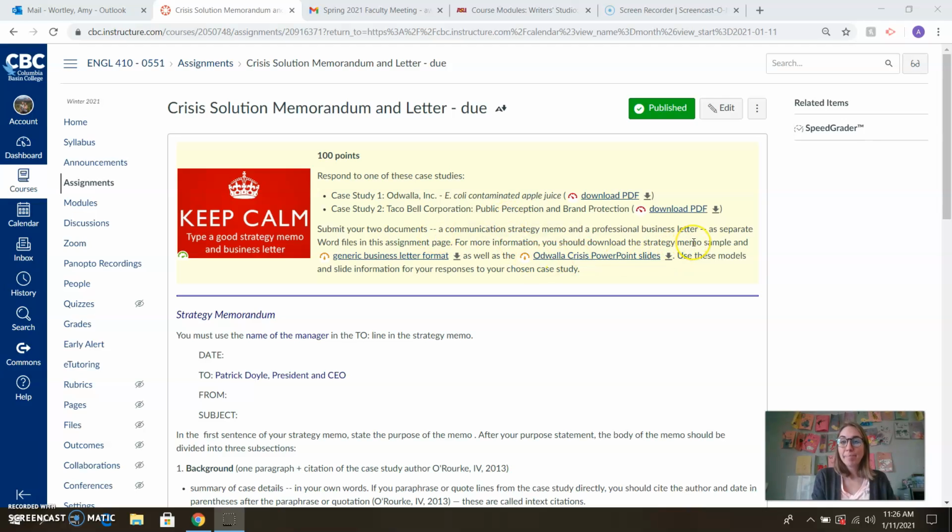For more information on these particular types of formats, I've got a generic business letter for you here, as well as some more in-depth information about the Odwalla crisis if you need a little more background on that. So use these models to kind of help you construct this assignment.